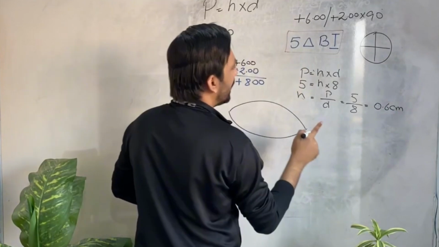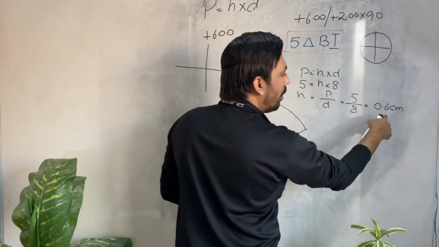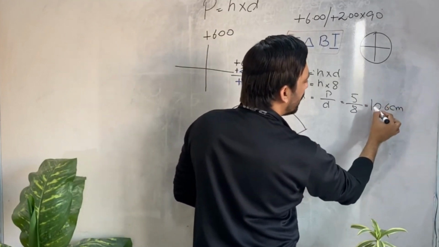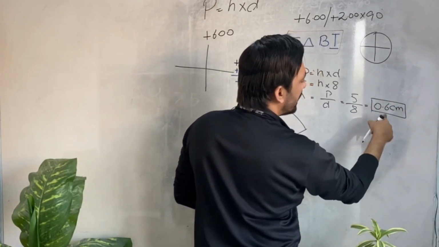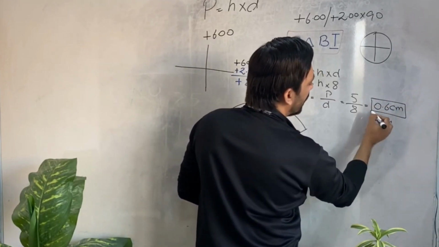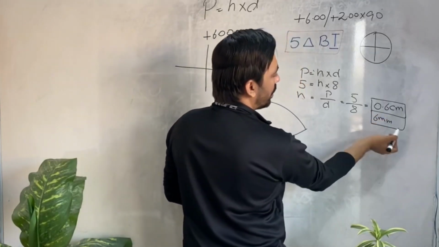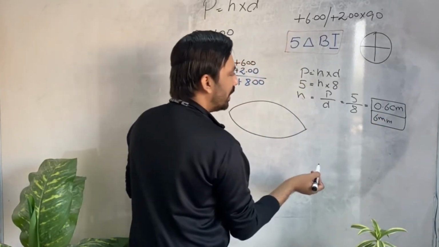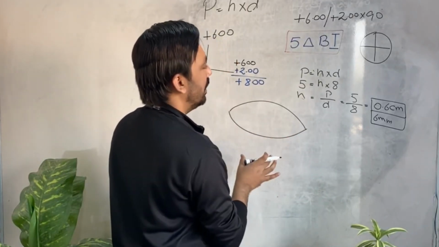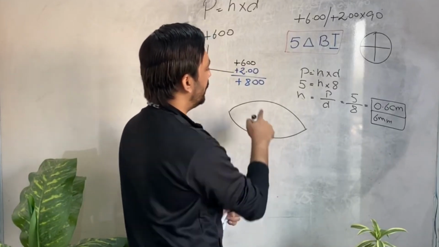Remember that in the formula of the Prentice Rule, the decentration is always in centimeters, not millimeters, not meters. You can convert this centimeter into millimeters, so 0.6 means 6 millimeters. So we got the decentration, and that is 0.6 centimeter or 6 millimeters. Now we will learn how we can decenter this plus spherical lens, or in which direction we will move this lens.